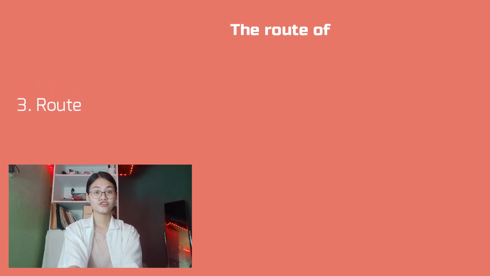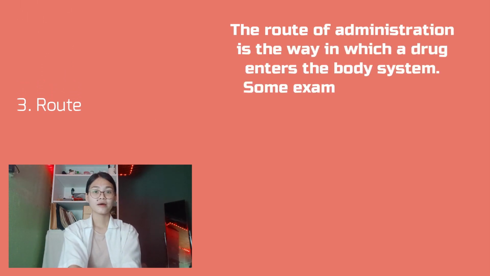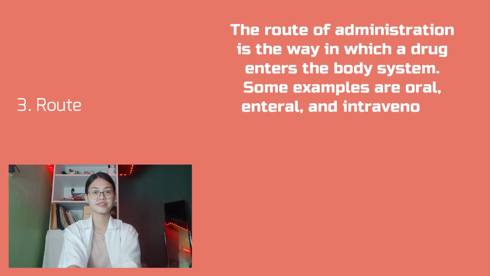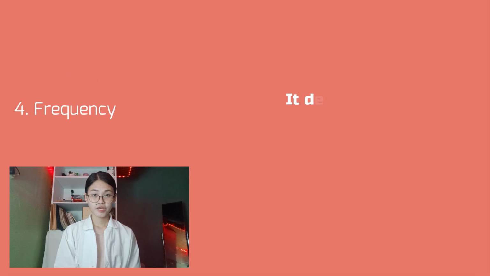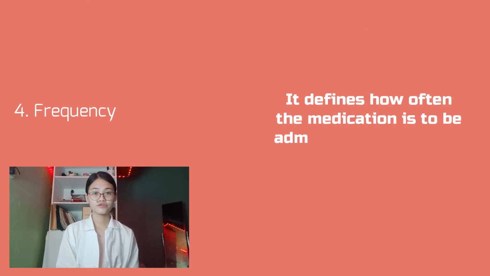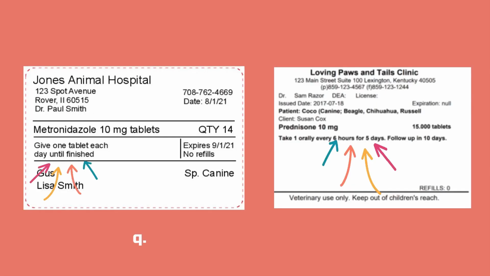The route of administration is the way in which a drug enters the body system. Some examples of route of drug administration are oral, enteral, and intravenous. The frequency defines how often the drug is to be administered as events per unit of time. It can be once or twice or thrice a day or so.